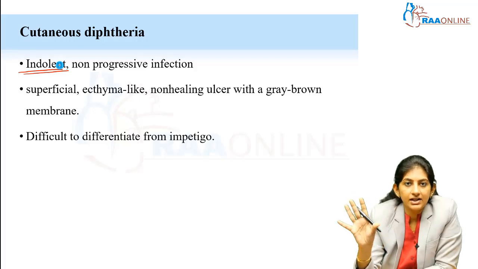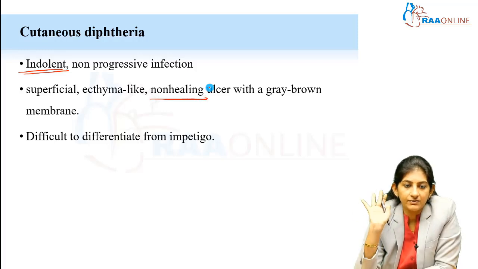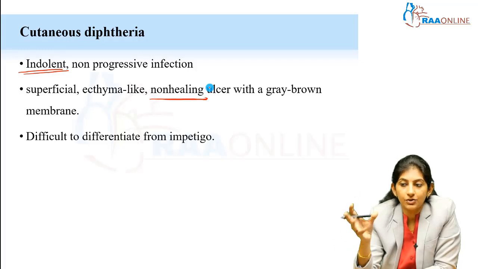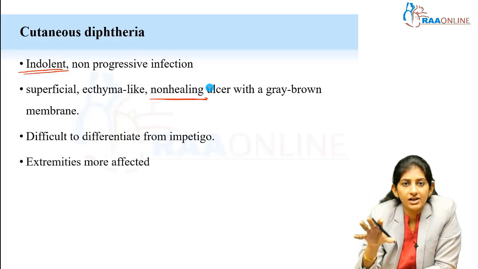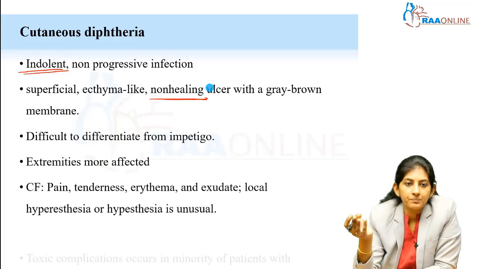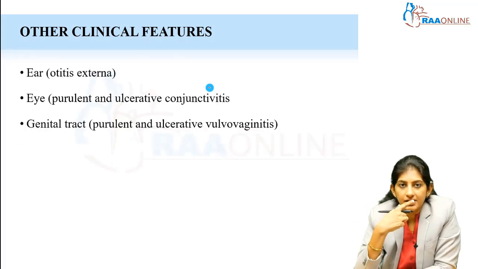There will be an ecthyma-like illness, especially in the extremities: a non-healing ulcer with grey-brown coverage. A grey-brown membrane will be there, and it looks like impetigo with some peeling of the skin. But this is not going to be responsive to antibiotics we give for impetigo, and it is a very long-standing illness unlike impetigo. Impetigo is a short-duration illness, and these cutaneous diphtheria cases can also be carriers of respiratory carriage of Corynebacterium.